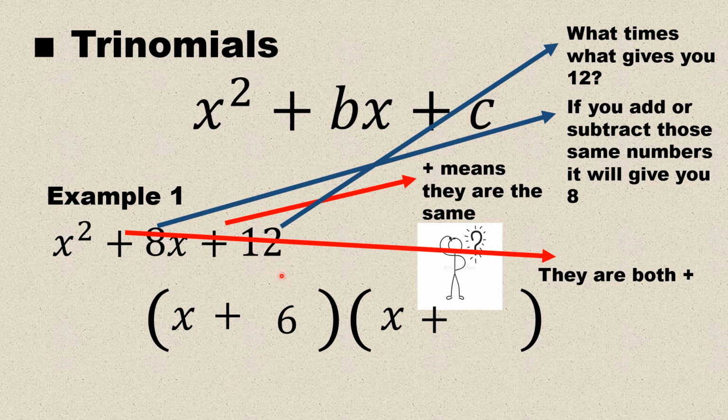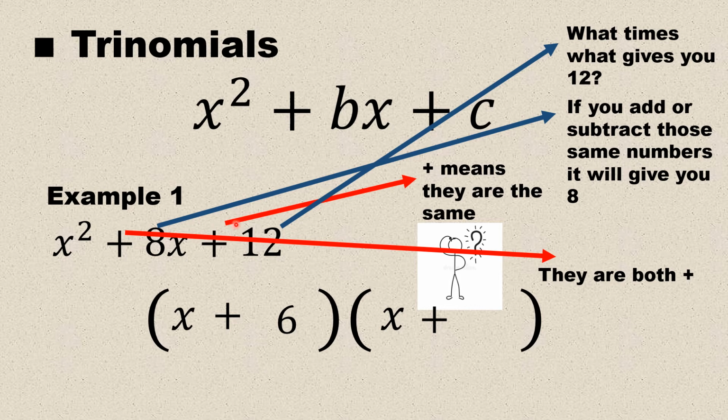So what times what gives you 12? Let's start with 12 times 1. Okay, 12 times 1 gives you 12, but 12 plus 1 gives you not 8. No, it doesn't give you 8. And 12 minus 1 also doesn't give you 8. It gives you 11. So 12 times 1 is out. What about 4 times 3? 4 times 3 gives you 12, but 4 minus 3 gives you 1, and 4 plus 3 gives you 7.